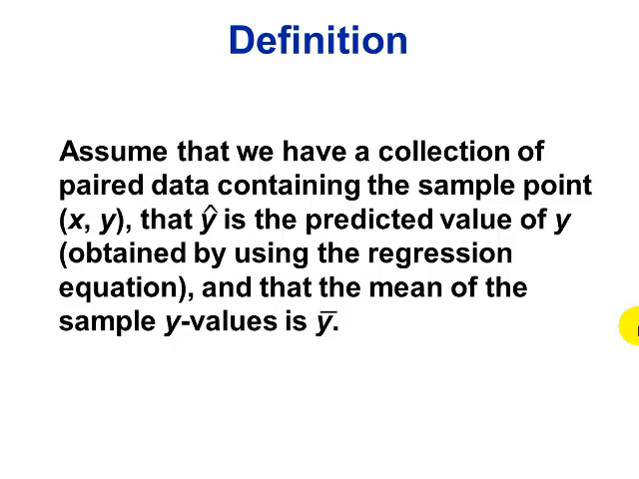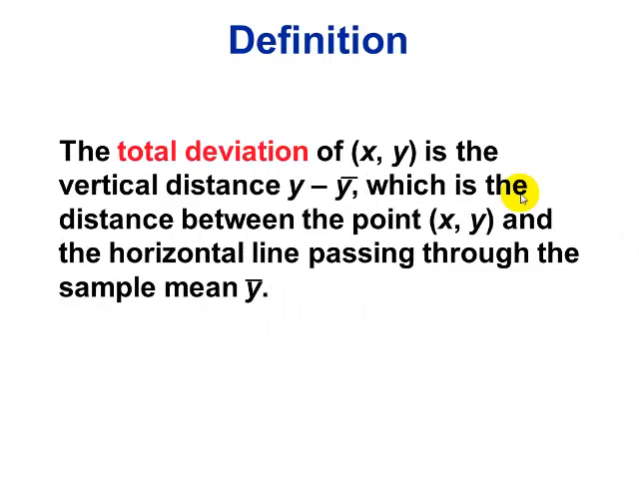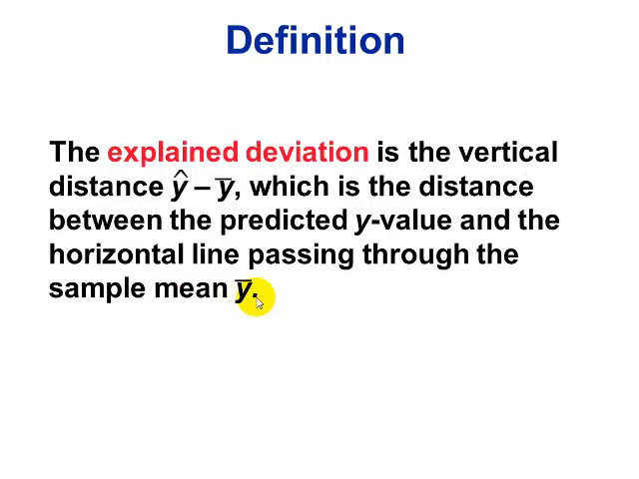Okay, one more thing that we need to define. So assume that we have a collection of paired data containing the sample point xy, that y hat is the predicted value of y from the regression equation, and that the mean of the sample values is y bar. The total deviation of xy is the vertical distance from y to y bar. So the distance between the point xy and the horizontal line that represents our sample mean y bar.